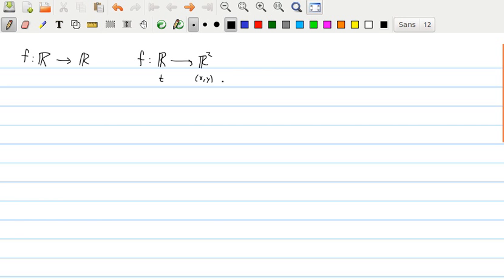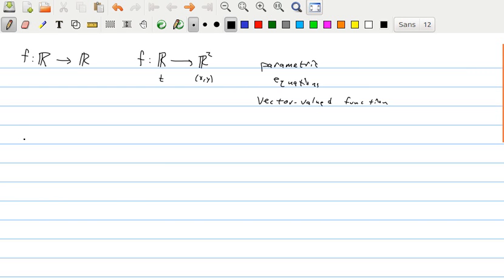Now you've seen a little bit of this already in Calc 2 when you looked at parametric equations. So parametric equations really are, we're going to use the terminology vector valued functions. We say vector valued because the value we get out in the range is a vector. It's a point in the plane or in space. So let's look at a couple examples.